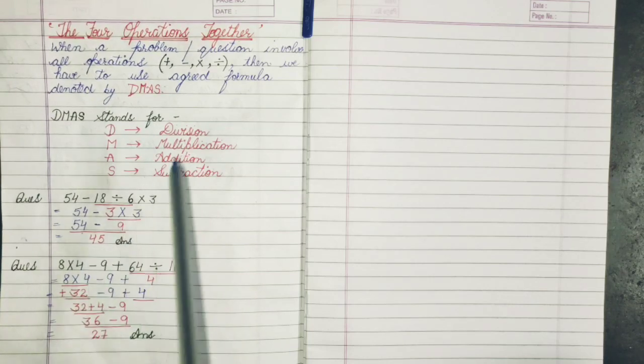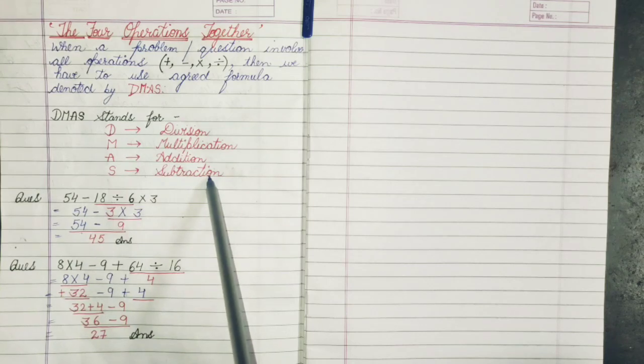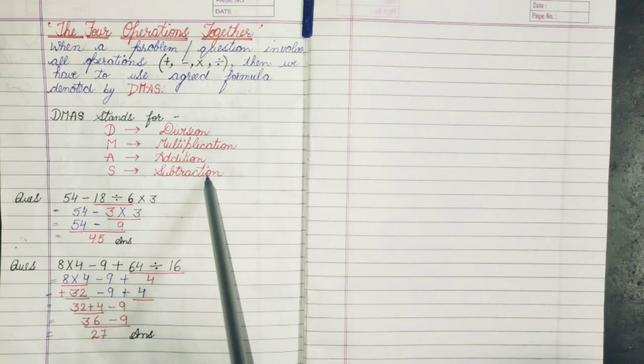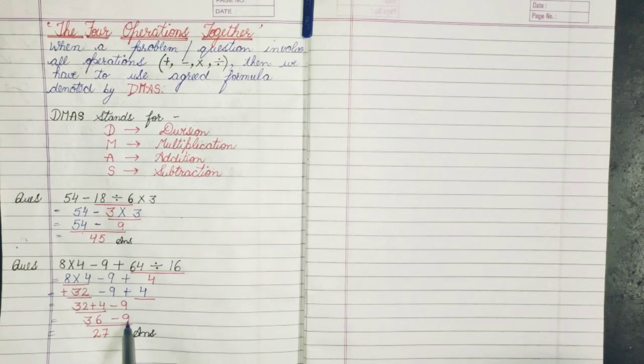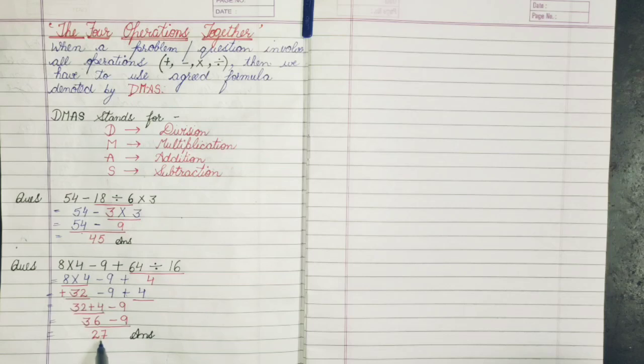9. At last what we have to do? We have to subtract. And to do the subtraction, we have to underline the numbers which are involved in subtraction. We will underline 36 and 9. And finally, we will subtract them and our answer will be 27. Am I clear, everyone? Yes, this is the only way to do these types of questions. I hope the concept of DMAS is clear to everyone.